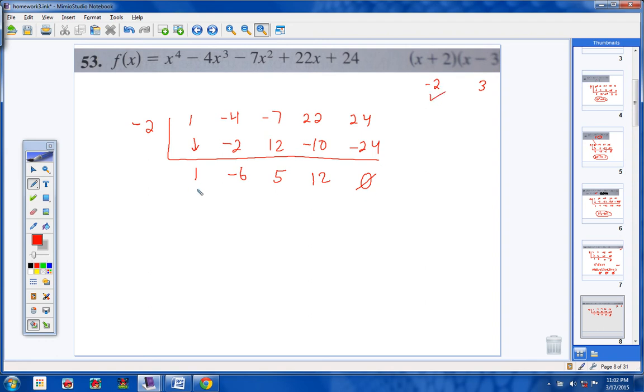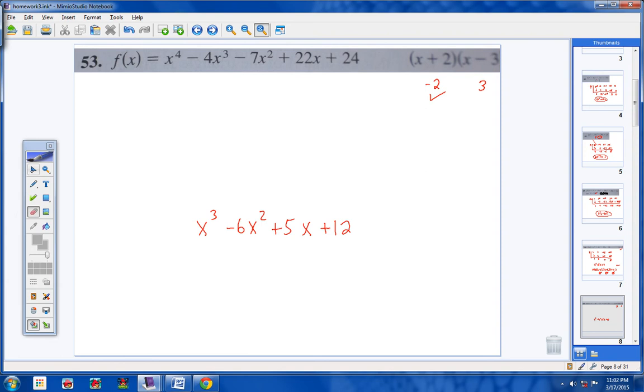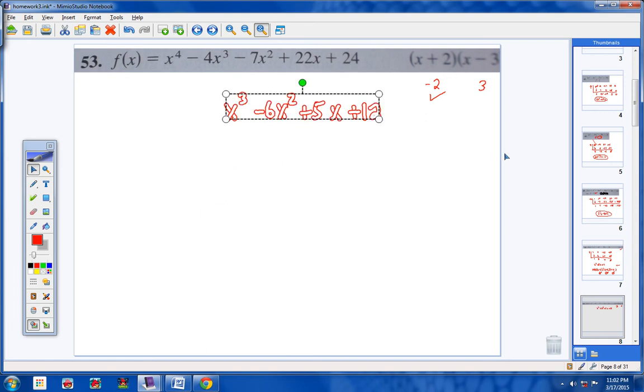That one checks. Now take what you're left over with. This was x to the 4th. So now we're left over with x cubed minus 6x squared plus 5x plus 12. Now listen, students, you are more than welcome to use the original function to check 3. But why would you want to? Look how we're breaking this thing down. It was 4th degree. Now it's 3rd degree. Let's use our 3rd degree polynomial here to verify 3.